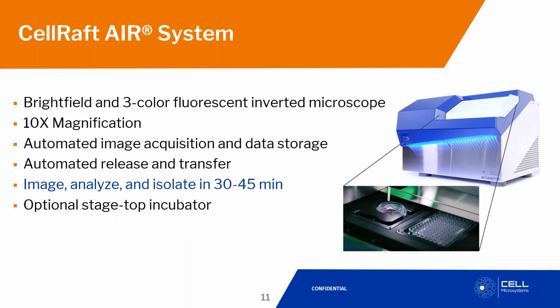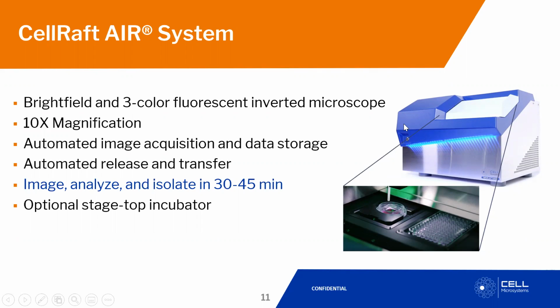When you're ready to scan your arrays to look for single cells or clones, the CytoSort arrays go on our CellRaft AIR system, shown here on the right. The AIR system has a bright field and 3-color fluorescent inverted microscope with a 10x magnification on board. All of the image acquisition and data storage is fully automated and occurs completely hands-free, which is really quite nice. So there's no risk of losing your data or a file not saving or not capturing your data if you're not standing there at the instrument.